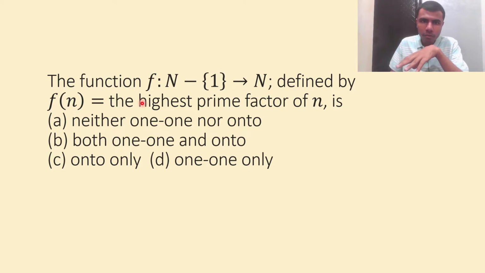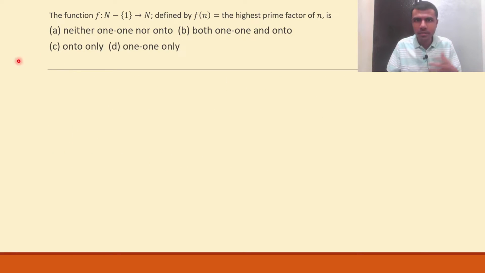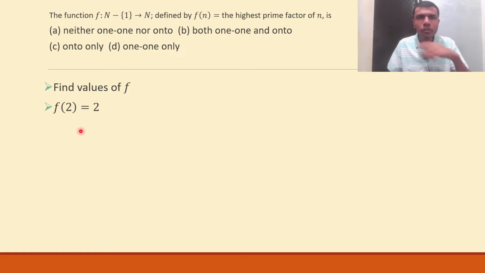And they have given that f of n is the highest prime factor of n. Now what is this highest prime factor of n? Listen carefully guys. Okay, I'll solve it here. You can see the question at the top, although the font is small. First, let us find out some values of f. Now I can give input to f as 2, 3, 4 because my domain is 2, 3, 4, 5 and so on it goes.